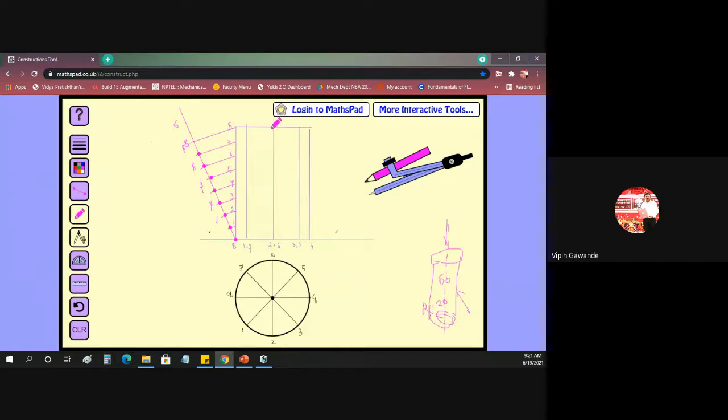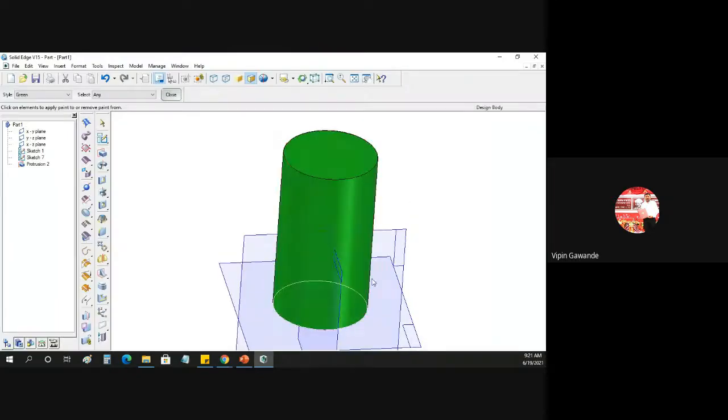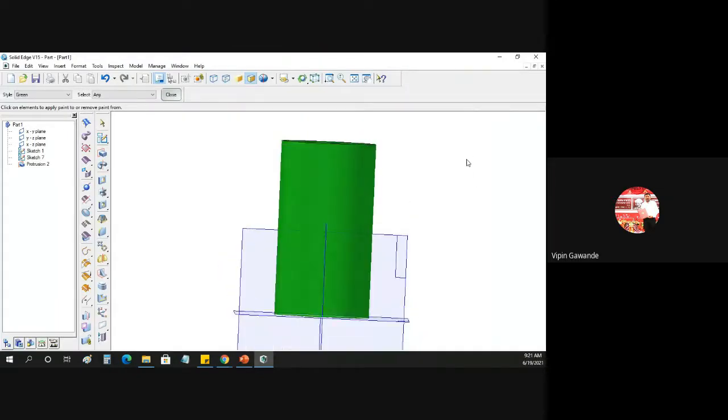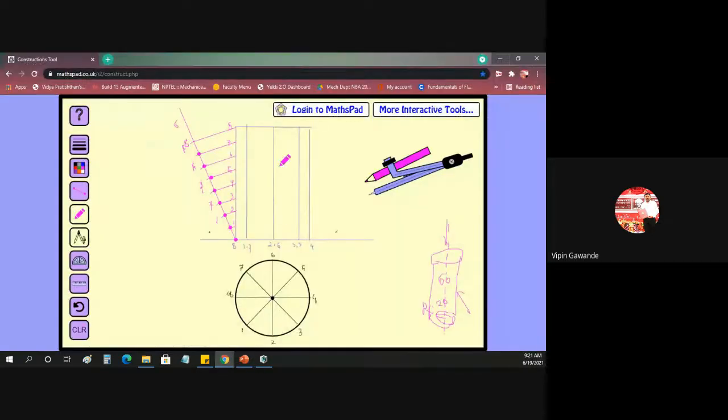Okay, so the axis is 60 mm, but we know that in a cylinder all lines are vertical. Because this is a rectangle, all lines are 60 mm. So you can divide this vertical line into eight parts, or you can divide this line also into 8 parts. That is not the problem. I have divided this into 8 parts. Once this is over, the next part is very simple.